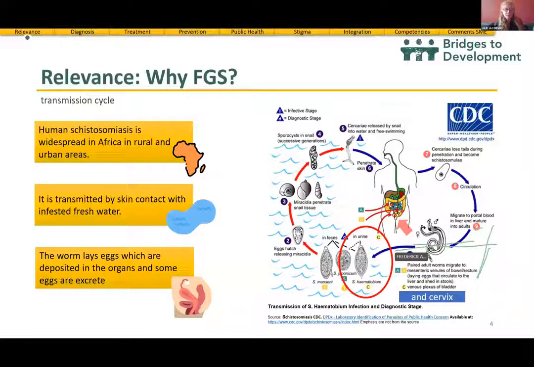Basically, it's transmitted by people having contact with water that's been contaminated by the parasite. In the case of Schistosoma haematobium, that comes from urine from an infected individual getting into the water. It affects snails, multiplies within the snails, and then comes out of the snails and gets into the water. It's not about drinking water, it's having contact with that water. The parasite penetrates the skin, gets into the human host, and then replicates or grows in the host.